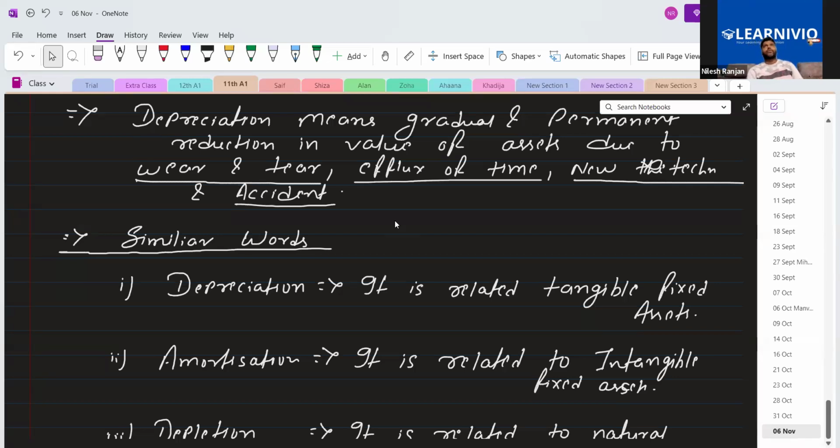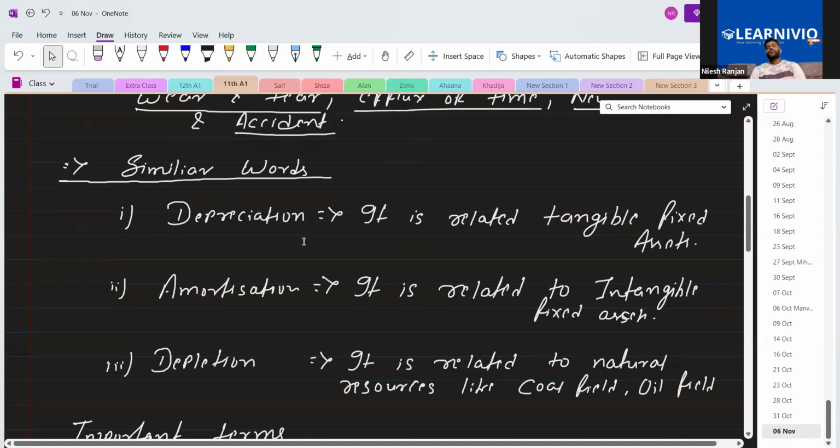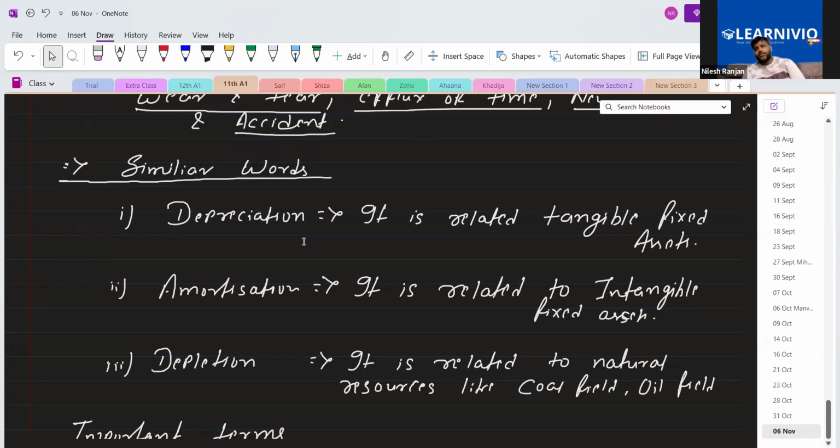And the last one is accident, means when there is any accidental damage in the product, in the assets, then the price of asset will reduce. Then there are similar words, that is depreciation, amortization, depletion. Depreciation is related to tangible fixed assets. Tangible fixed assets means the assets that we can touch or see. When the price of tangible fixed assets reduces with time or with use, it is called depreciation. If the same thing happens with intangible assets, it is called amortization. So amortization is related to intangible fixed assets. And the third is depletion.